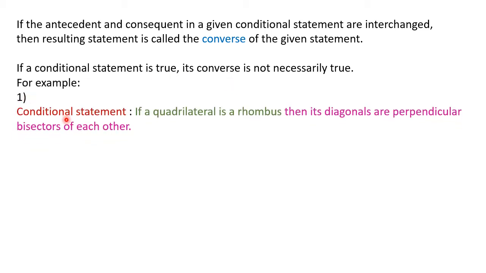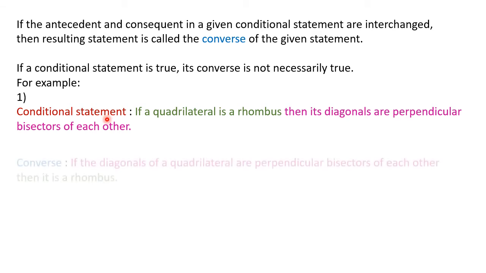So the first example is, here the conditional statement is given. Pay attention to the green part and the pink part. If a quadrilateral is a rhombus, so what is this green part? That is the antecedent. That is the if part, right? Then its diagonals are perpendicular bisectors of each other. So this then part is colored in pink color. You can see it has pink color. So that is the consequent part. So that is the given conditional statement.